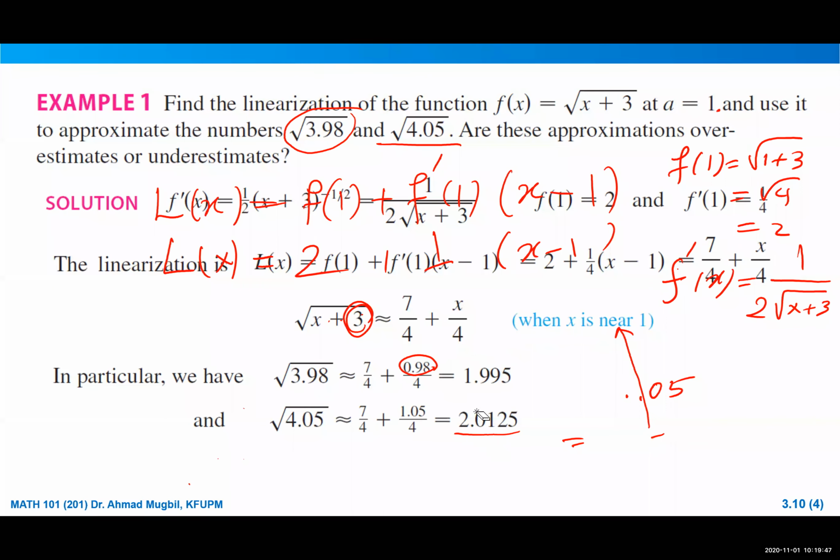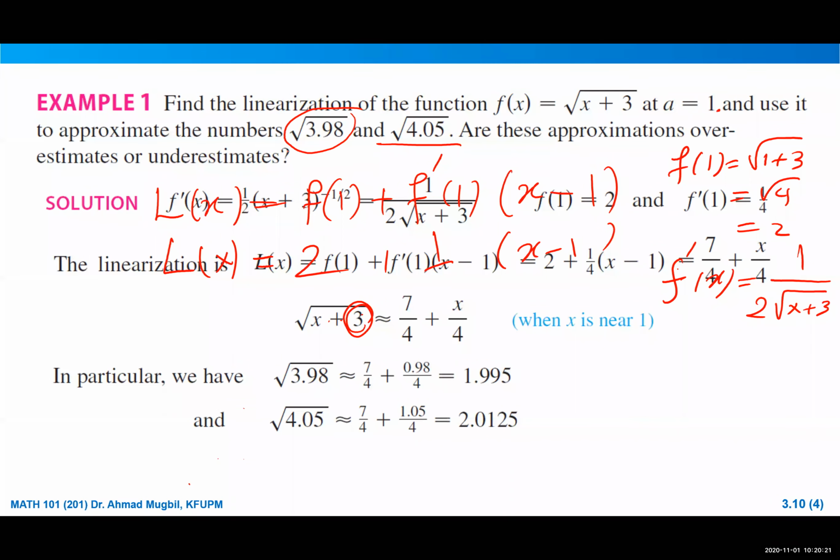Now, what do you think? Are these approximations good and accurate, or are they not the same? He is asking here, are these approximations overestimates or underestimates? What does that mean? Overestimate means that they are bigger or larger than the exact value, or they are less than the exact value. So how can I know if they are overestimates or underestimates, when I don't know the exact value?